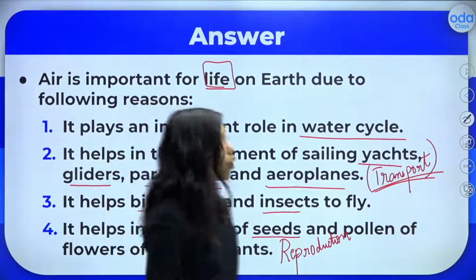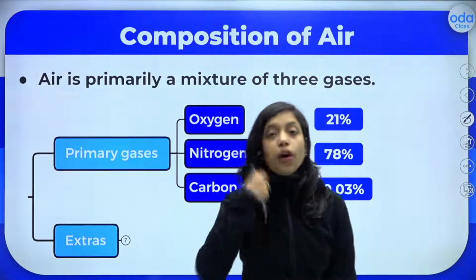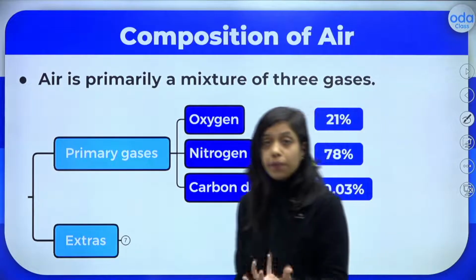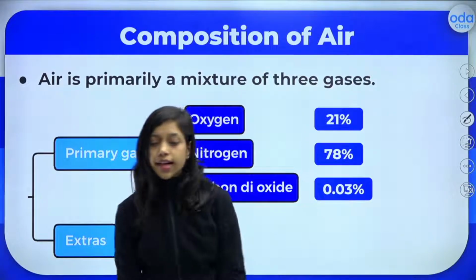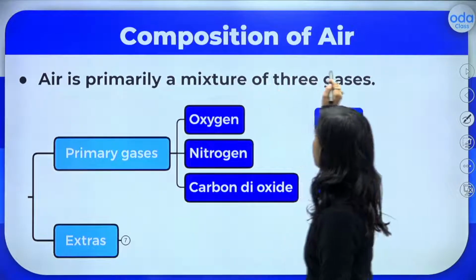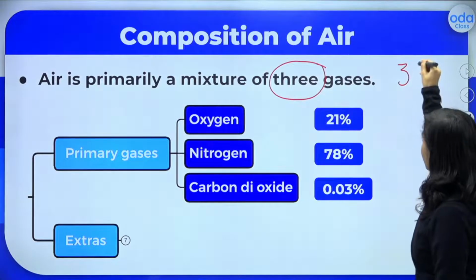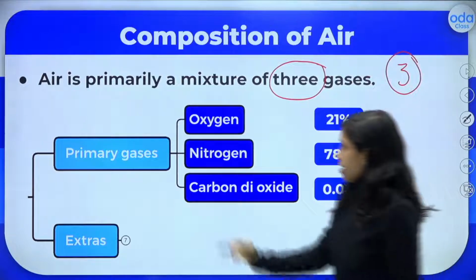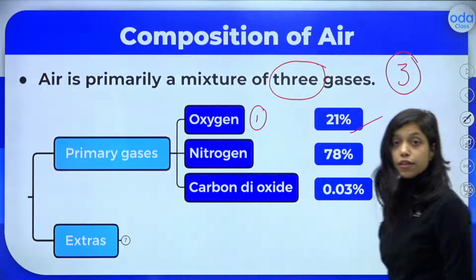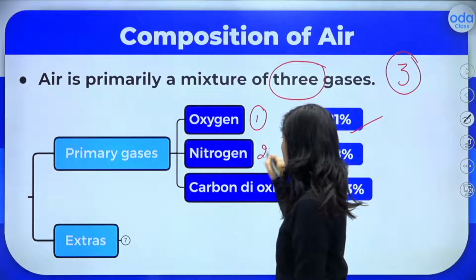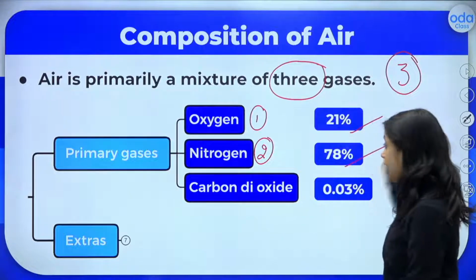So next we will move on to the composition of the air. What is air made up of? I told you that air is a mixture of gases, but which gases are present? Air is primarily a mixture of three gases, the main gases. Oxygen, number one, of which 21% is present. Number two, nitrogen. The highest amount of nitrogen is present in the air, that is 78%.